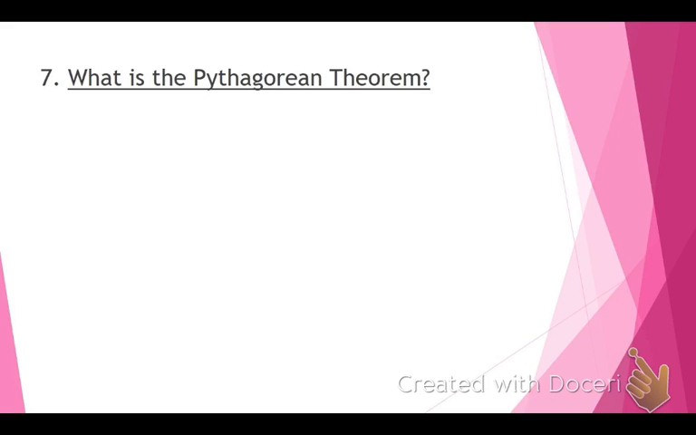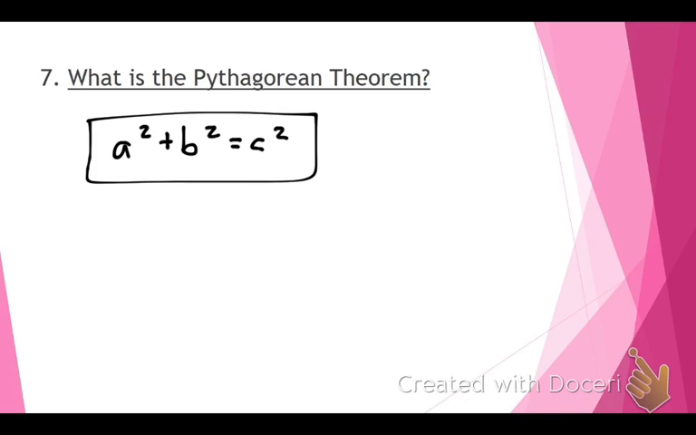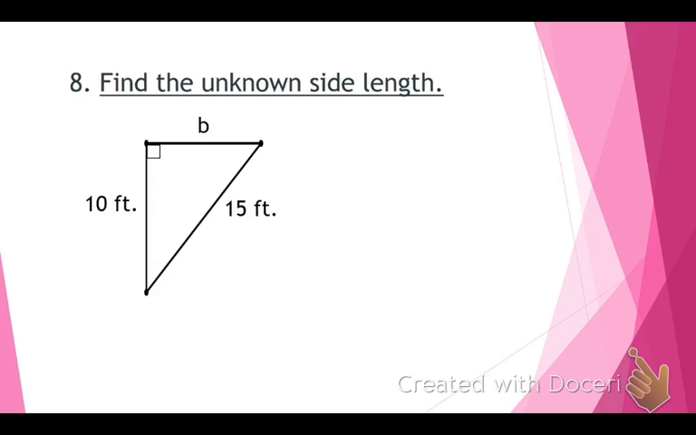What is the Pythagorean theorem? A squared plus B squared equals C squared. Excellent. Okay, that's a formula you're going to have memorized. It's going to ask you just like that: what's the Pythagorean theorem? And you've got to write down A squared plus B squared equals C squared. Okay? Let's go on to the next one.